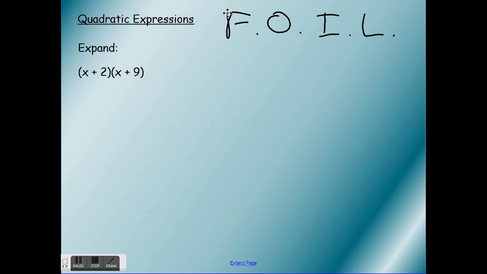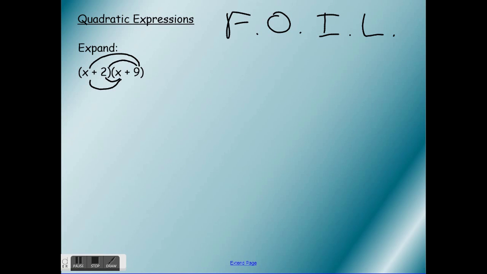So what that means is you multiply the first terms together, so x and x. Then you multiply the outside terms together, which is x and 9. Then you multiply the inside terms together, that's 2 and x. And then the last terms, which is 2 and 9.